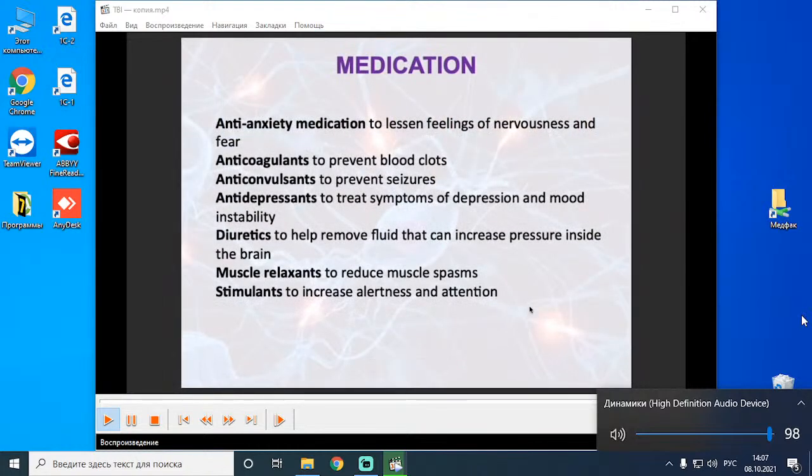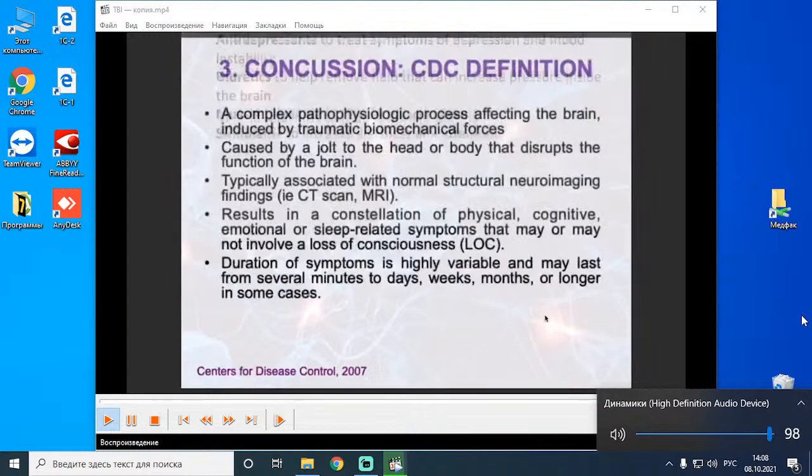Medication. Anti-anxiety medication to lessen feelings of nervousness and fear. Anticoagulants to prevent blood clots. Anticonvulsants to prevent seizures. Antidepressants to treat symptoms of depression and mood instability. Diuretics to help remove fluid that can increase pressure inside the brain. Muscle relaxants to reduce muscle spasms. Stimulants to increase alertness and attention.